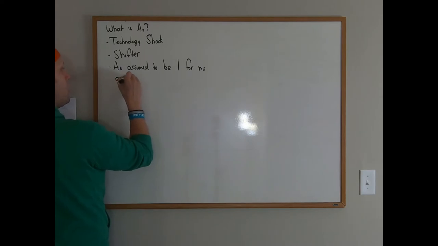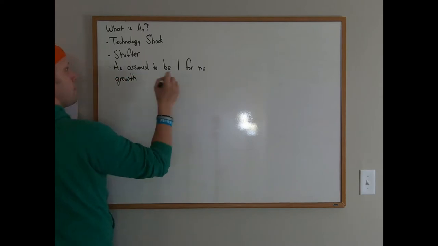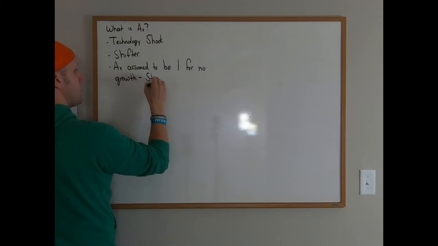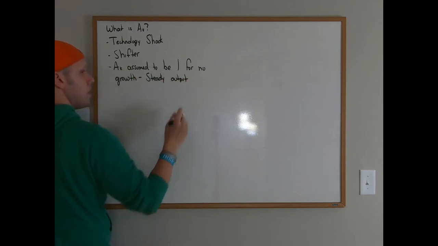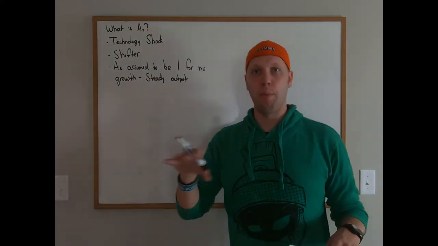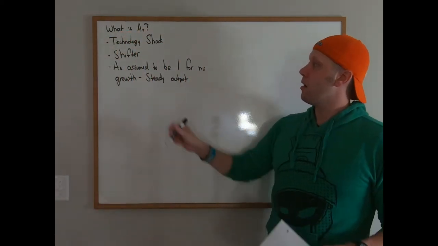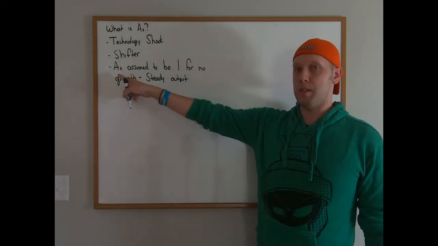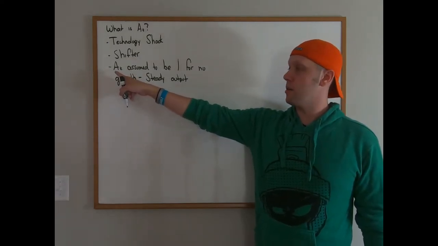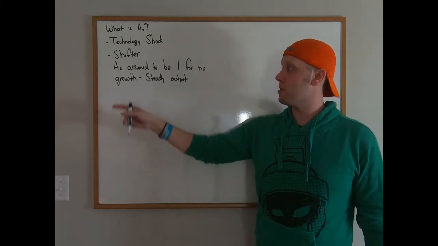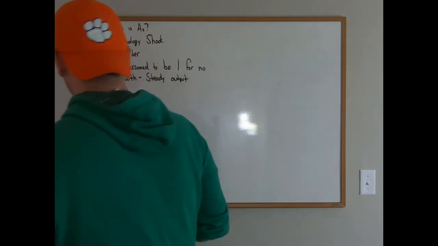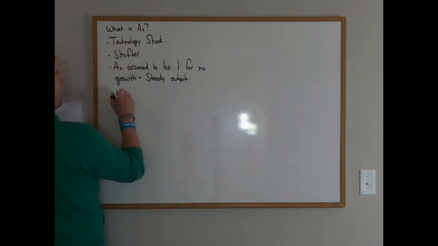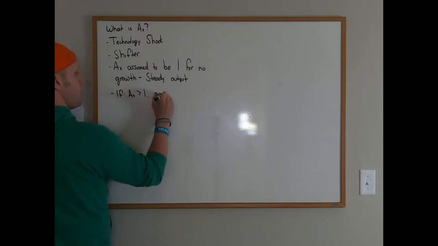A_t is assumed to be 1 if there is no growth. Steady output. All right, so if output's just being output, it is just doing the output thing, it's not increasing, it's not decreasing, at least as a result of any sort of exogenous or outside forces, A is equal to 1. Now if A is larger than 1, we get growth.